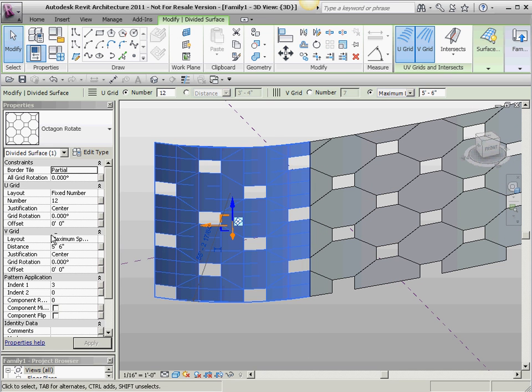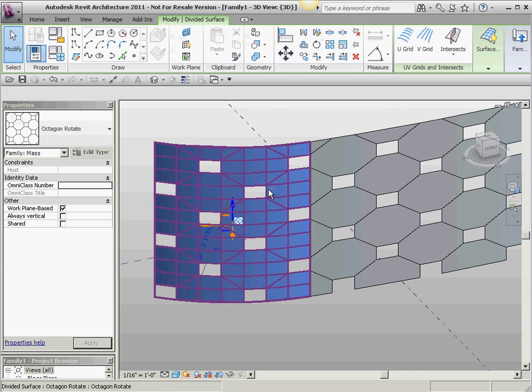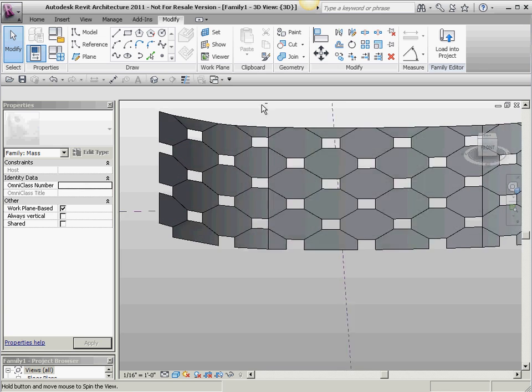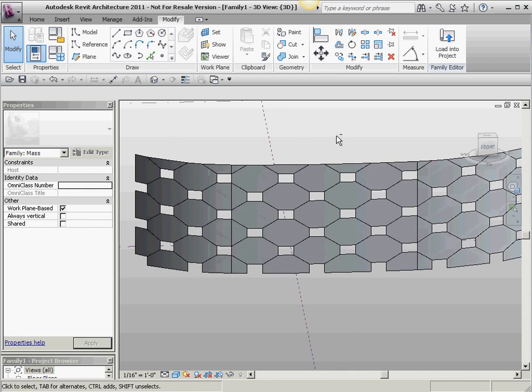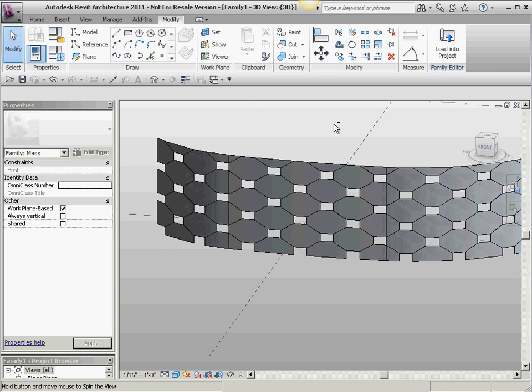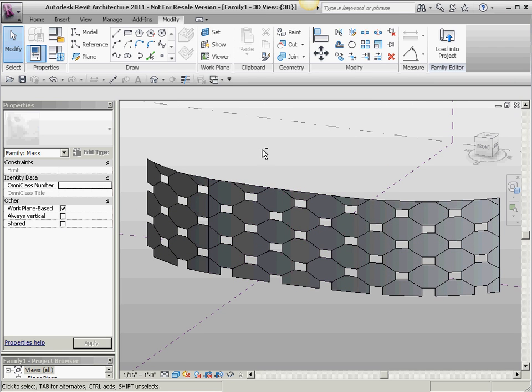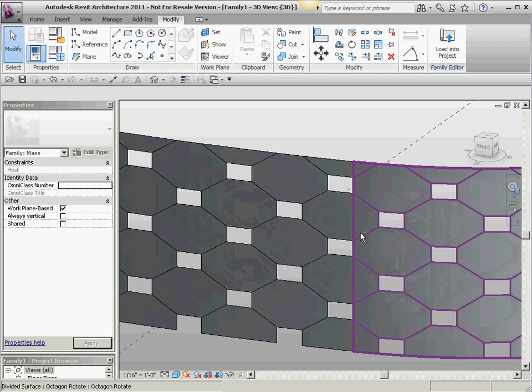So that just moved it over 1, 2, 3. I think I could probably also do it if I did an indent of, does it let me do negatives? Yeah, -1 indent would be the same thing. Now if I turn off my surface, you can see now I've got a continuous pattern across the whole surface. Now you can go and you can add components.